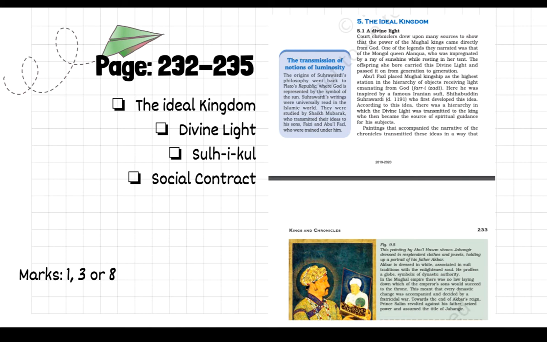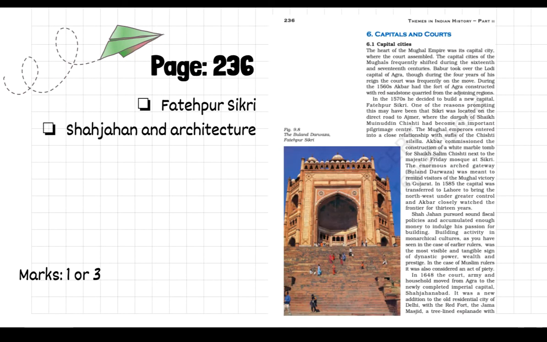You may have studied social contract in class 9 in the context of the French Revolution. Abul Fazl is talking about how it is the duty of the king to look after the interests of his subjects, and in turn the subjects owe the king loyalty. So this section is very important from this chapter, so you may expect 1, 3 or 8 markers from here.